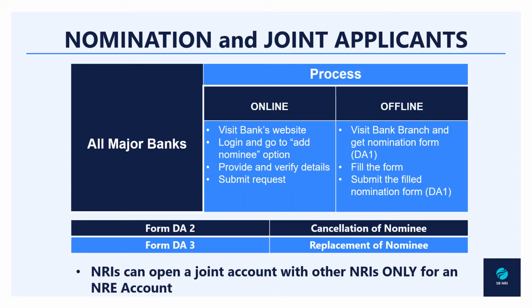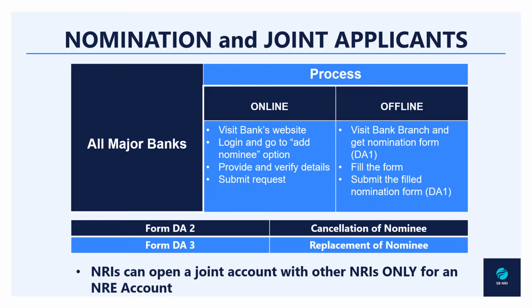And now we will talk about the nomination and the joint applicants in terms of the NRE account. All major banks in India provide the basic process for updating a nominee, both online and offline. Under online, you can just visit the bank's website, log in to your account, and under the add nominee option, you can verify the details and the bank will update your nominee. But if you want to opt for an offline process, then you need to visit the bank branch in India and fill the DA1 form and submit it with the details of the nominee, and he or she will be updated as a nominee in your account.